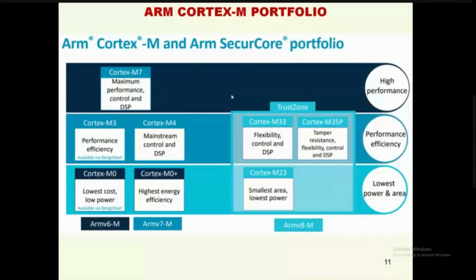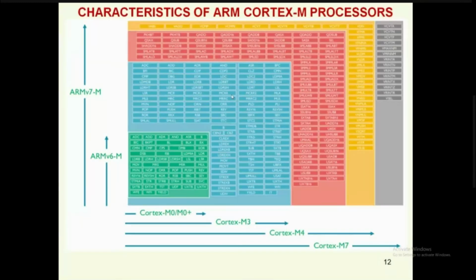version 6-M, which is Cortex-M. We are very curious to know what this V4, V5, V6, V7, V8 is, and what its significance is. It is an instruction set architecture. Instruction set architecture means simply the instructions, as we have studied in assembly language. Okay, let us look at it.